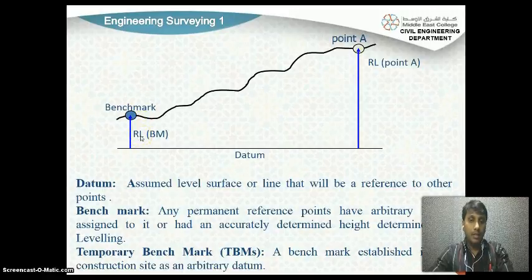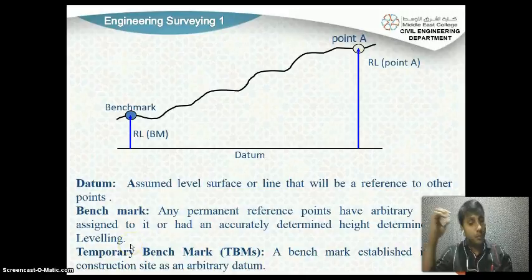RL means reduced level. This is the word which we use regularly in surveying, so please remember this word. RL means reduced level. BM means benchmark. So this means RL of benchmark, the reduced level of benchmark. Here you have point A, that means the reduced level of point A.